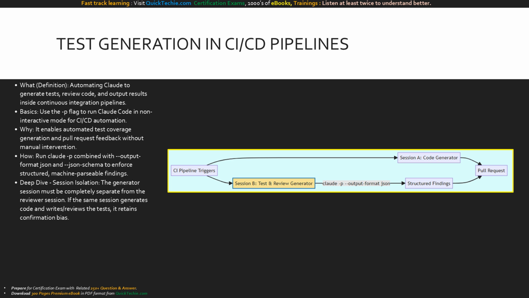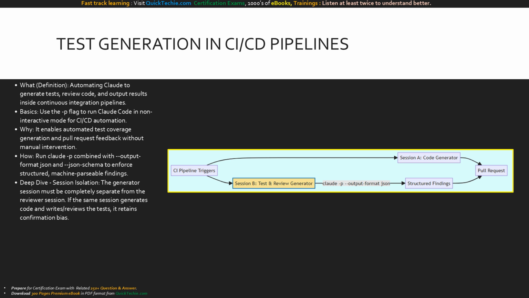The Claude session that generates the code must be completely separate from the session that reviews it or generates tests for it. If you use the same session, Claude retains its original reasoning context, creating a massive blind spot and confirmation bias. Always use separate sessions.